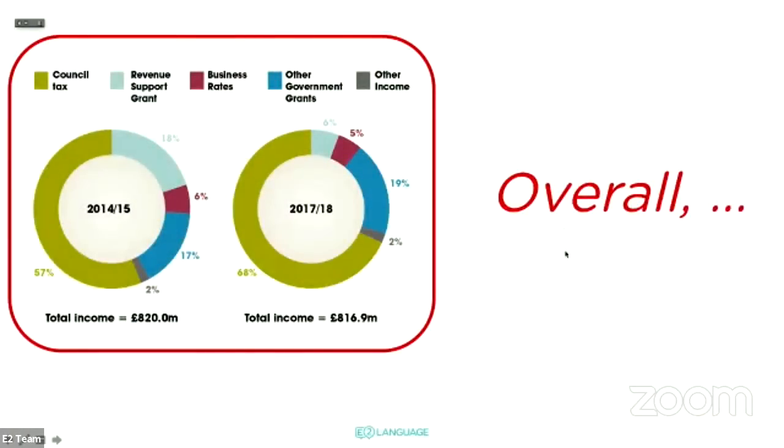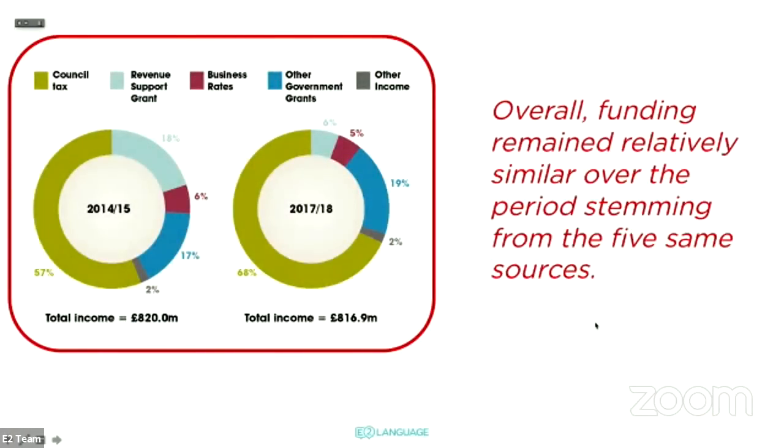Overall, there was no significant differences in funding over the 2 financial periods from 5 different sources. That is a good sentence. Cool. Let's keep going because we're going to move on to the next one. I wrote, overall, funding remained relatively similar over the period, stemming from the 5 same sources.